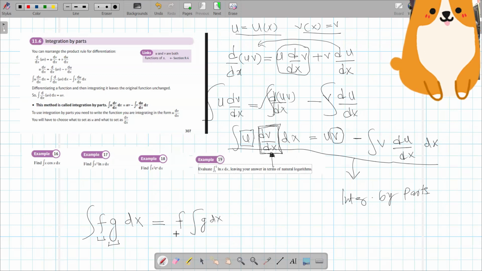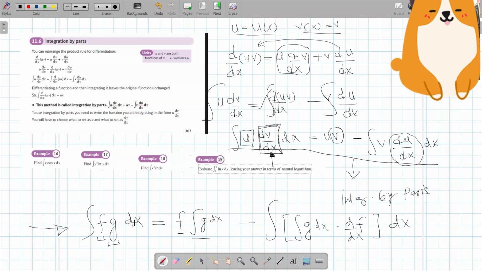So we can write it like this: first function same, integration of second function. After that, we have a negative sign, integration. And what is v? V is simply the integration of the second function. And this is the derivative of the first function. And we will integrate once again. So you can write this rule like this.